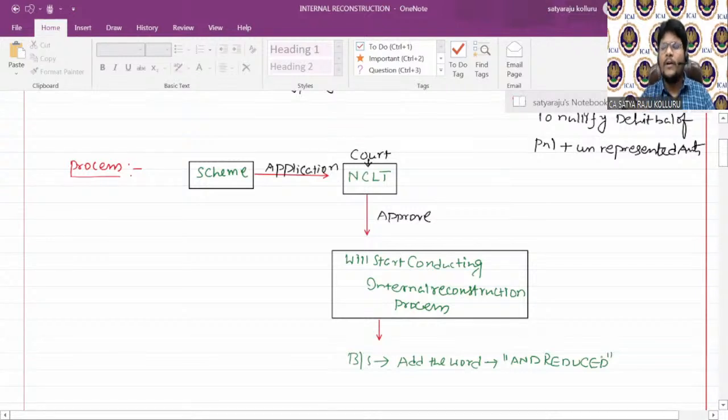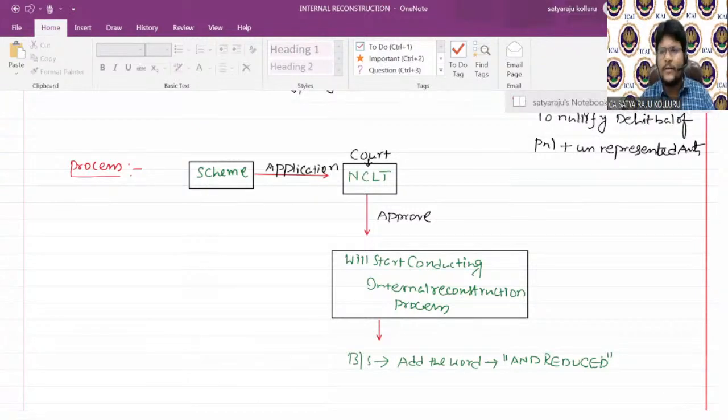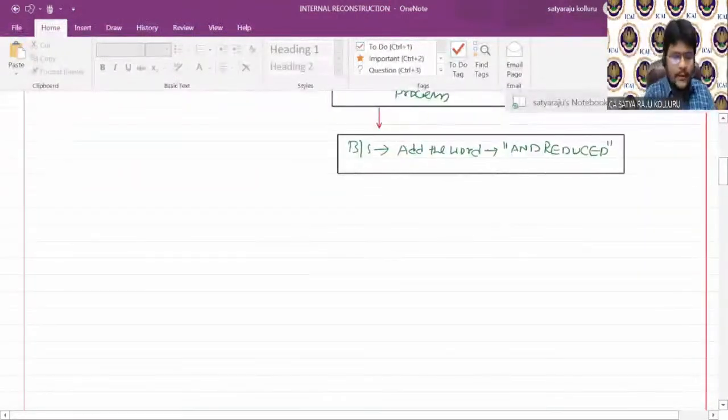So the company already conducted the internal reconstruction process. After completion of internal reconstruction, this is the status of the existing financials. So to understand such facts, the court may order by using the words "and reduced" at the time of presentation. Now concentrate here.